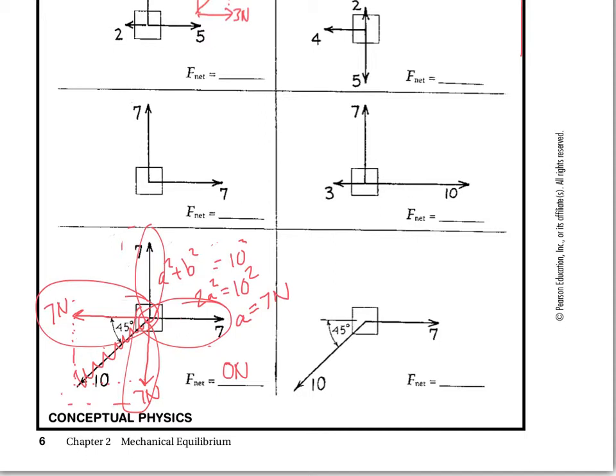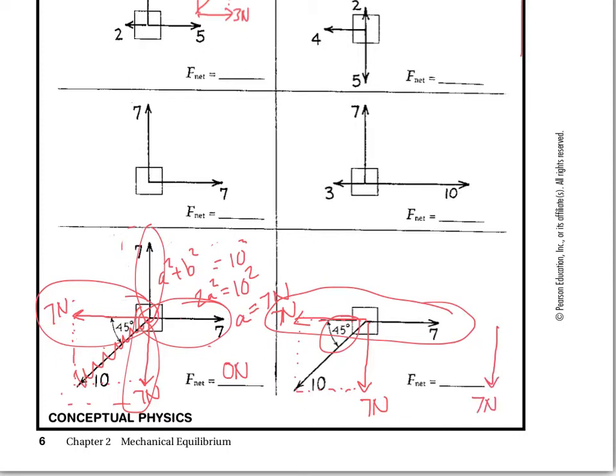Do the same thing with the last one. We're going to take this 10 newton force and turn it into its two components, one going vertical and the other going horizontal. Again, 45-degree angle. Just like before, each of those two vectors will be 7 newtons. And now we can see horizontally, the two forces cancel each other out, so the net force on this object is just 7 newtons straight down.